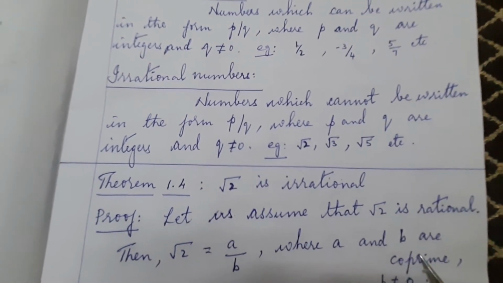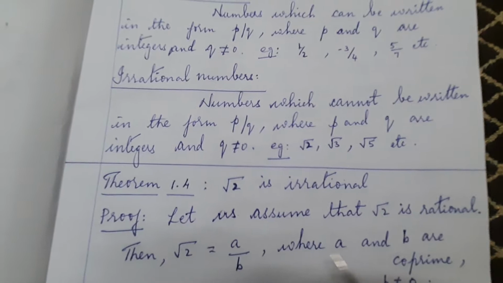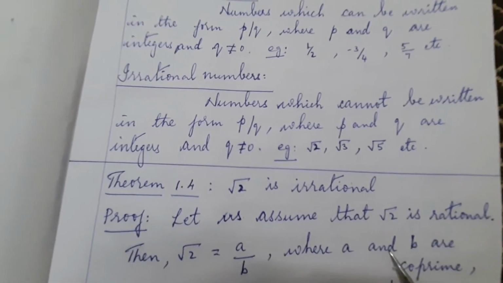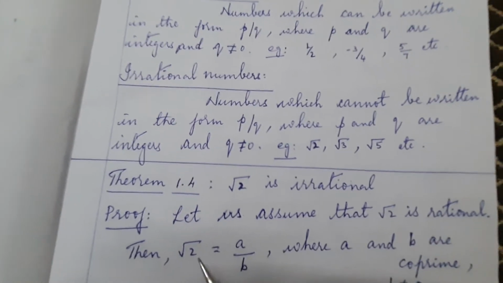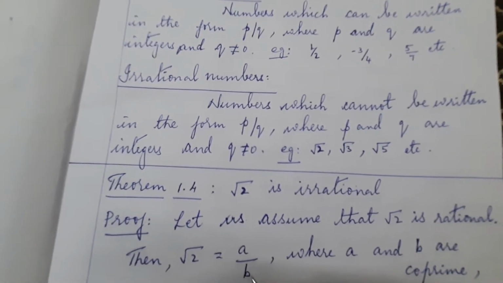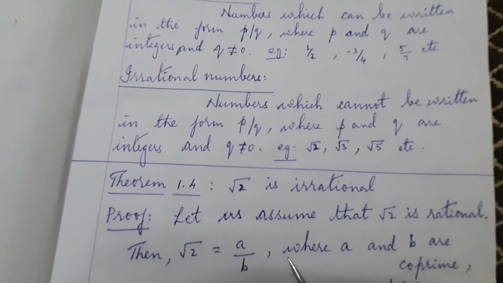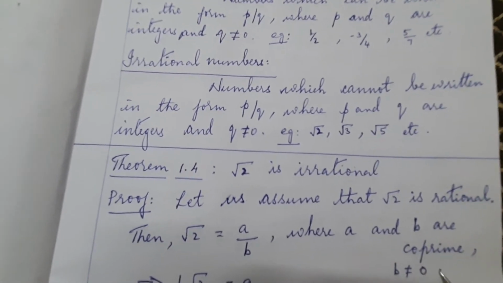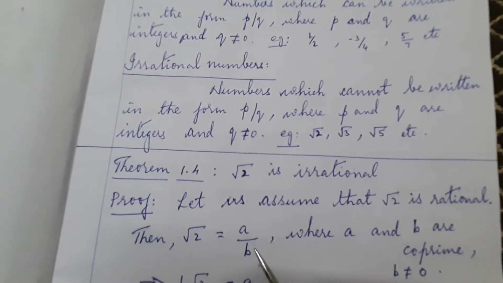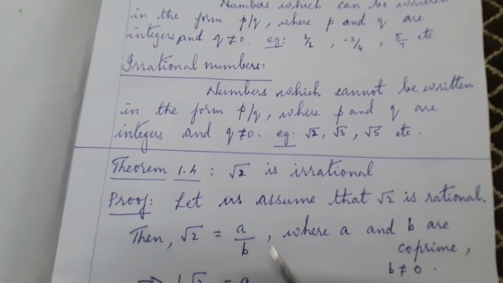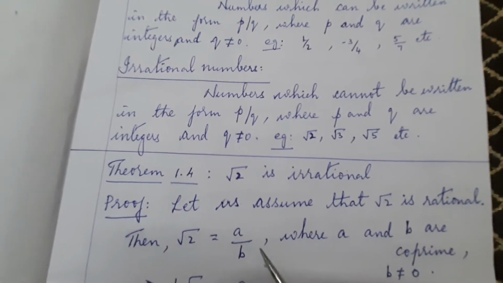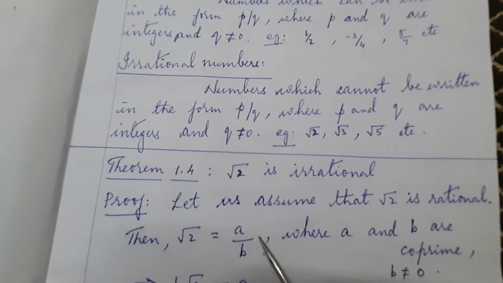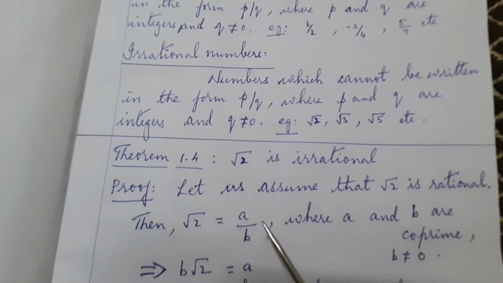What is the meaning of co-prime? Co-prime numbers means their only common factor is 1, that is HCF is 1. So we have taken numbers in such a way that the only common factor is 1. That's why we are saying where a and b are co-prime numbers and b not equal to 0. That is the condition of the rational number. The integers we have taken, we have taken in such a way that they are co-prime, that is HCF is 1.